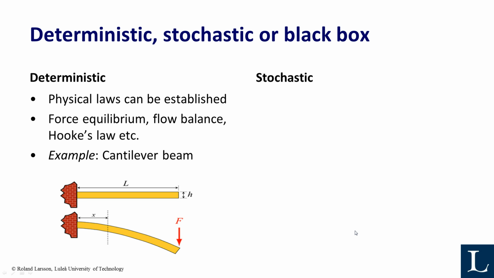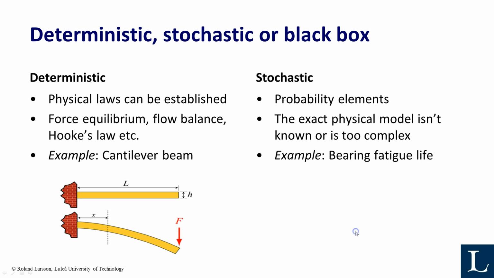Another type could be stochastic, and I call them stochastic because they are more like probability elements or random elements. We don't really know the physics, or it's too complex. I took an example of bearing fatigue life that's maybe more realistic. If we want to have a model where the risk of fatigue failure of the bearing should be involved, we just know some kind of probability that fatigue failure occurs. We have a big problem to model it deterministically, to try to model it exact for each case.